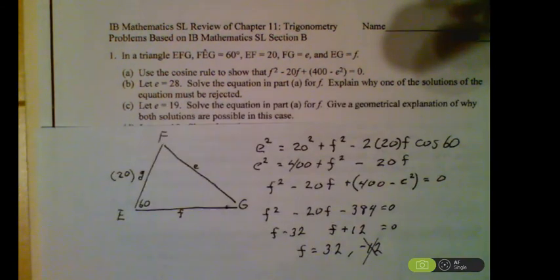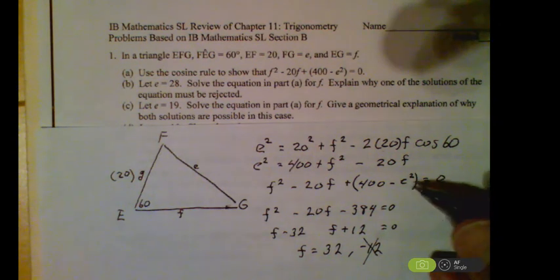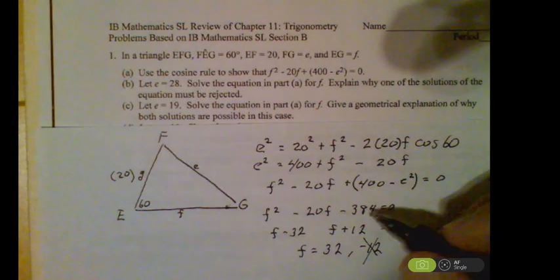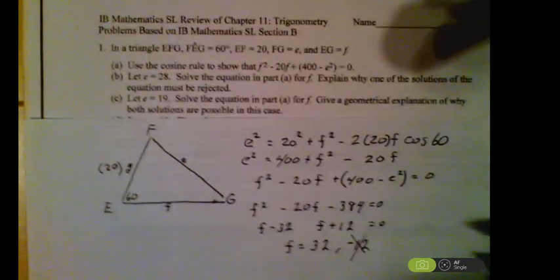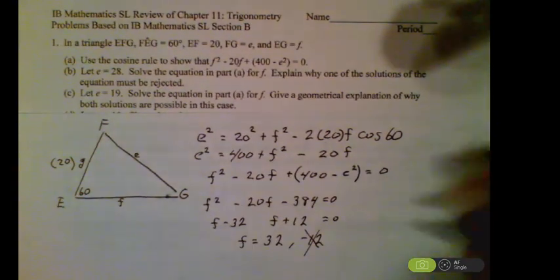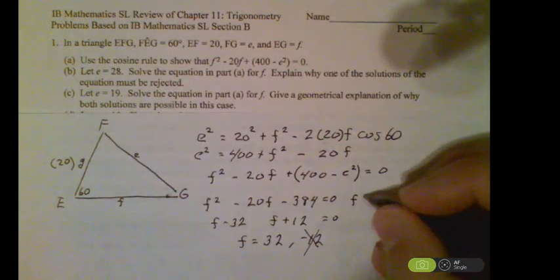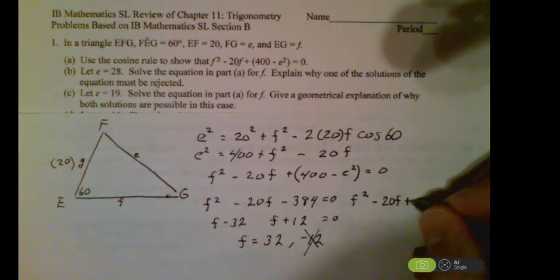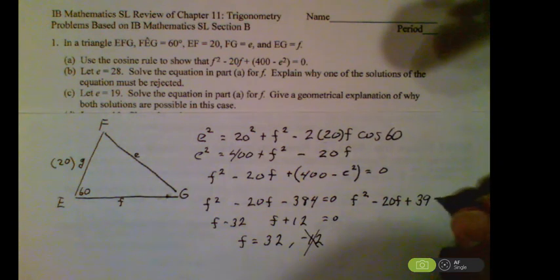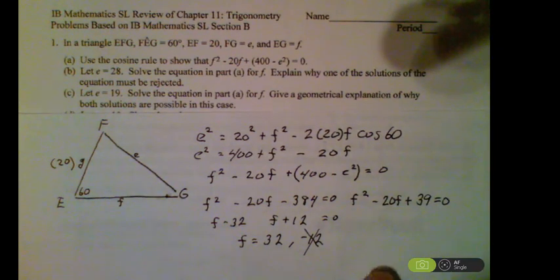So moving on to C, what if e equals 19? Now doing the exact same thing, just plugging in a 19 here instead. So if we did 400 minus 19 squared, we get 39. Let me slide this over. Same equation, but now I'm looking at f squared minus 20f plus 39 equals 0. So now we're just solving that equation.